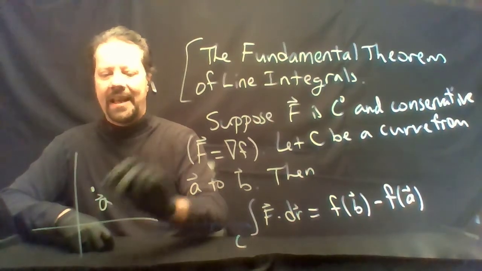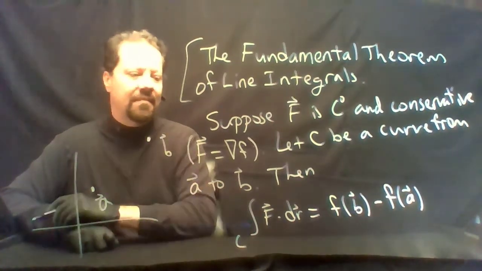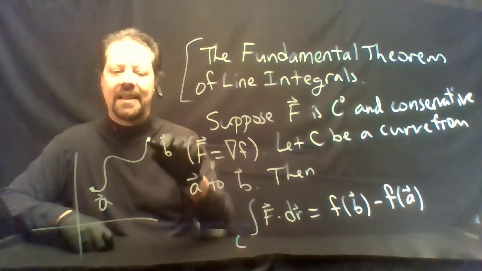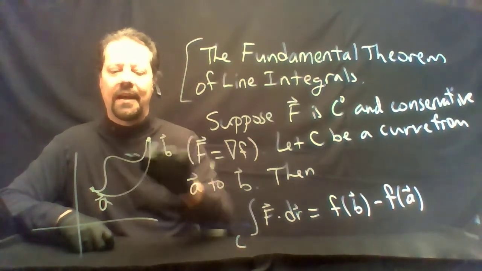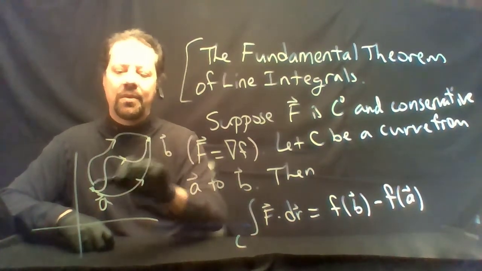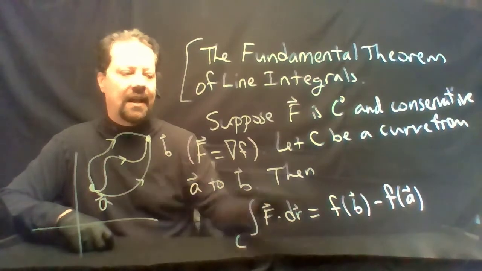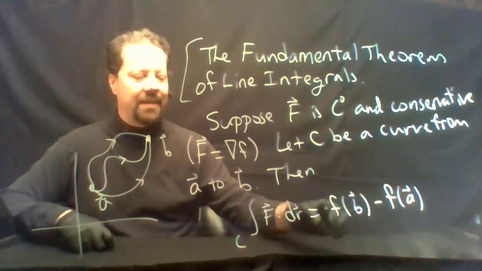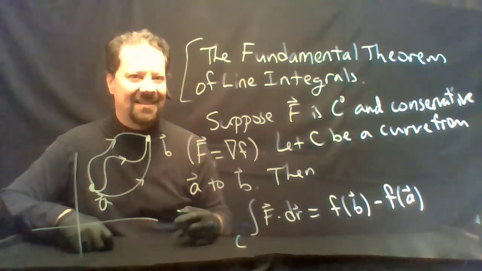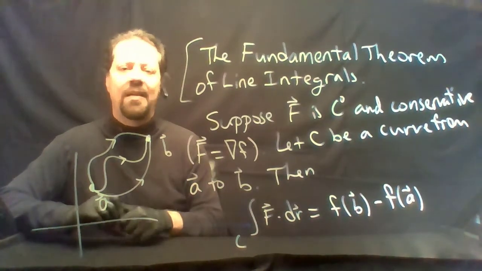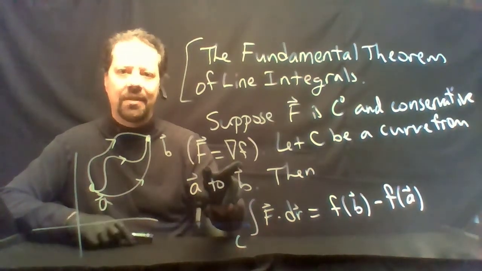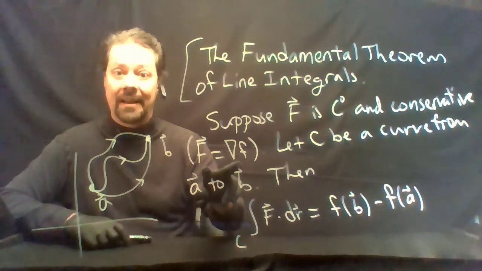If this is my point A and this is my point B, the amount of work done does not depend upon which path I take in getting there. I can take different paths. The only thing that matters is: do I start at A and end at B? I'll evaluate the potential function at the endpoints and subtract. This gives us a kind of path independence for integrals involving conservative vector fields, like gravity, for instance.